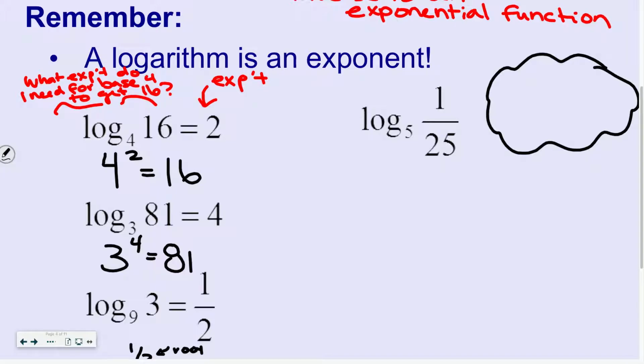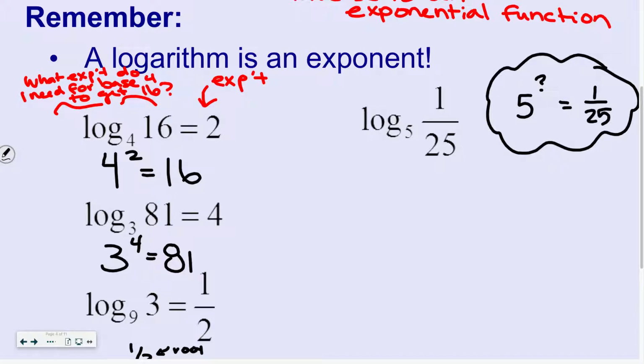This is my thought bubble, so you can see inside my brain. What I think of when I see this expression is I think about it in exponential form. I don't know what the answer is right now, and the answer would be my exponent. So I put a question mark or an X up there. And I'm saying 5 to what exponent equals 1 over 25. And that makes it easier.